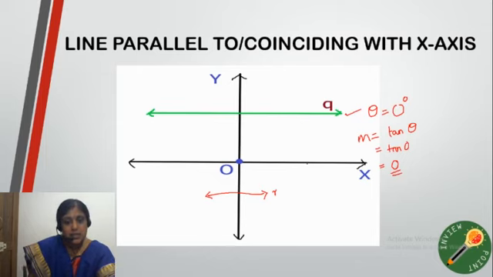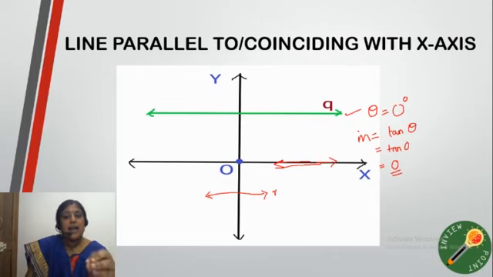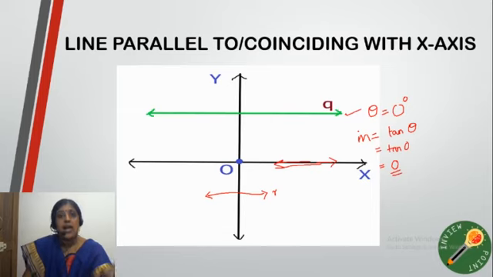Suppose a line is passing through the x-axis, right? Suppose there is a line passing through the x-axis. Then what is the angle made by the line with the x-axis? It is again 0 degrees, right? So if you consider any line parallel to or coinciding with the x-axis, then the angle of inclination is 0 degrees and the slope will be what? It is m is equal to 0.